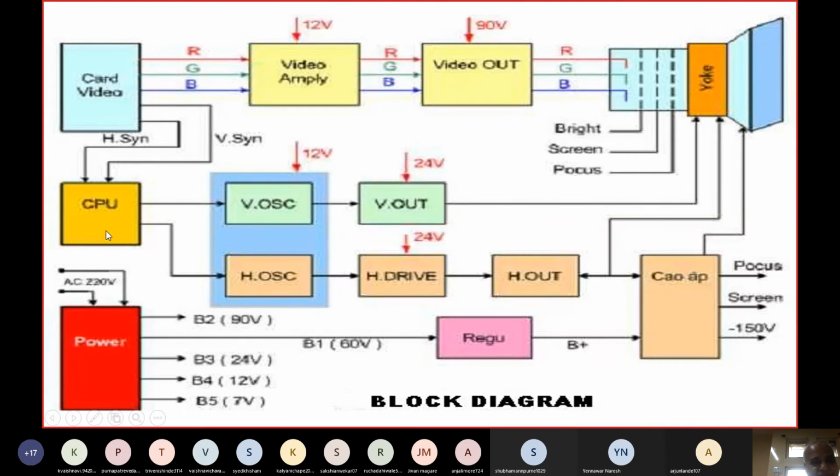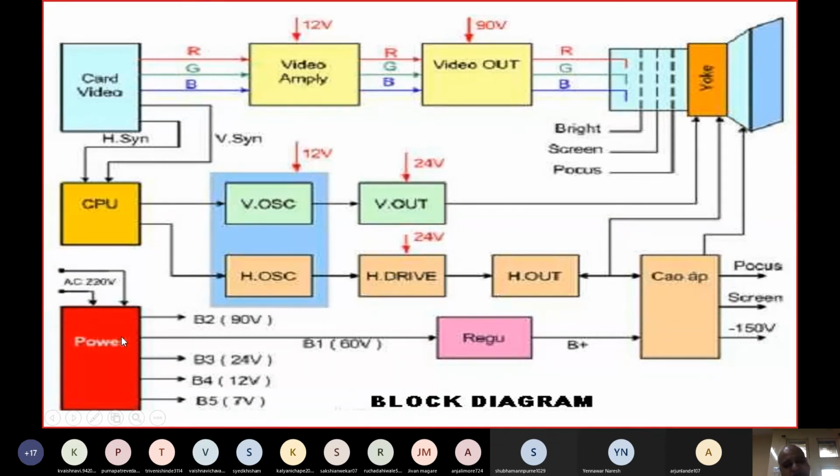Horizontal and vertical sync are given to the processor block. Nowadays in a TV you will find there is its own processor, that is a CPU. It will take the horizontal and vertical sync, and from this it will generate the respective oscillating frequency, the horizontal oscillator and vertical oscillator. It will also get the required voltages. In fact, 5 voltages are generated when you give 230 volts. This is a power supply.